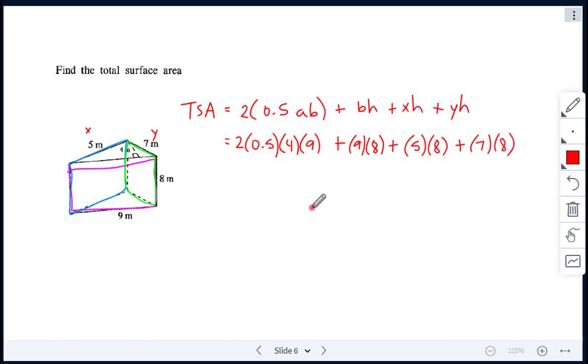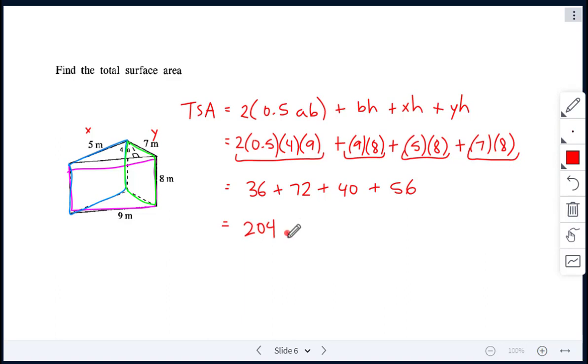All right, so we've got all of that. Next we can go ahead and multiply everything out. 2 times 0.5 times 4 times 9, that is 36. And then the 9 times 8, that's 72. 5 times 8, that's 40. And then the 7 times 8, which is 56. And next we can add that all up together, and we get 204 meters squared. All right, so I'm going to pause here.